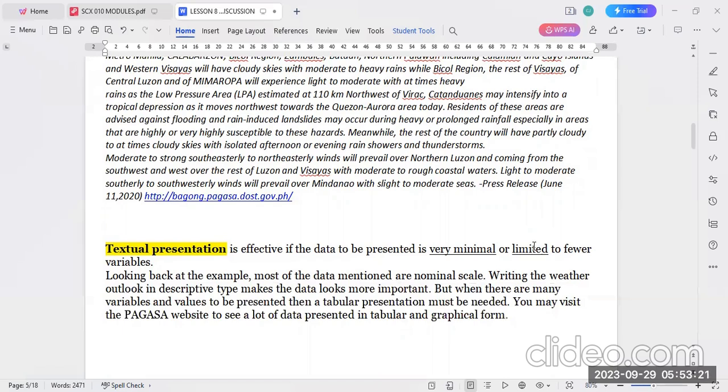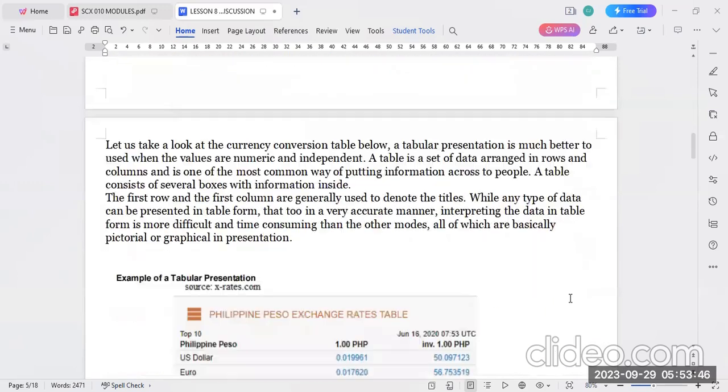But when there are many variables, you cannot use the textual presentation. So when there are many variables and values to be presented, you can use the tabular presentation. And you may visit the PAGASA website to see a lot of data presented in tabular and graphical form. Now let us take a look at the currency conversion table below.